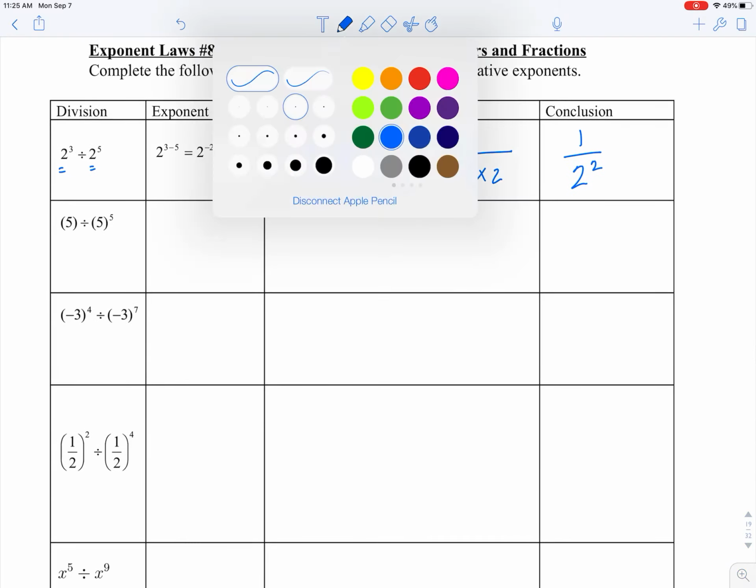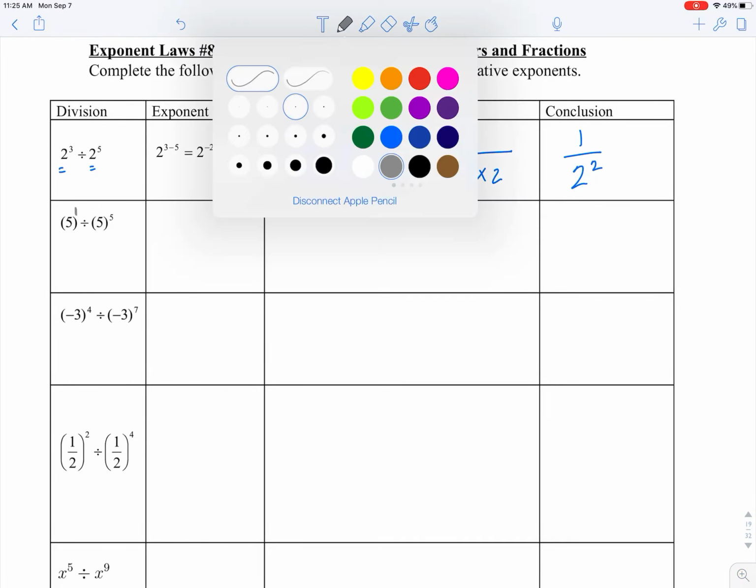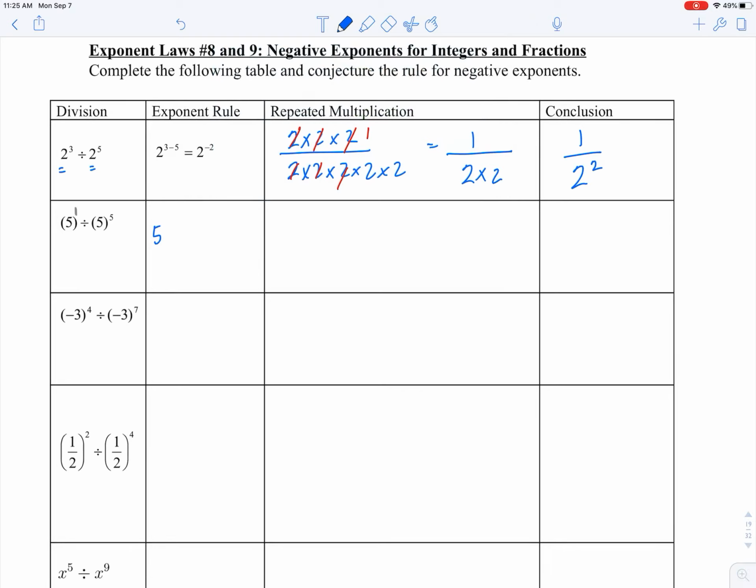Let's check out another one. Trying to trick you here, it's just 5, but really it's 5 to the 1. So that would be 5 to the 1 minus 5. Following the exponent law, we would get 5 to the minus 4.